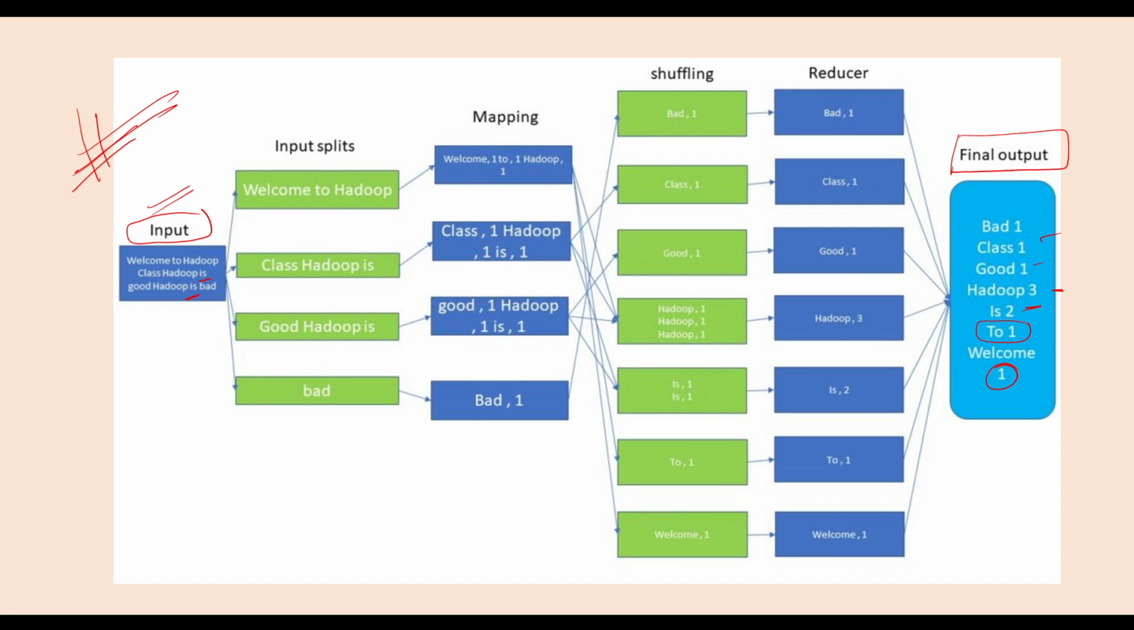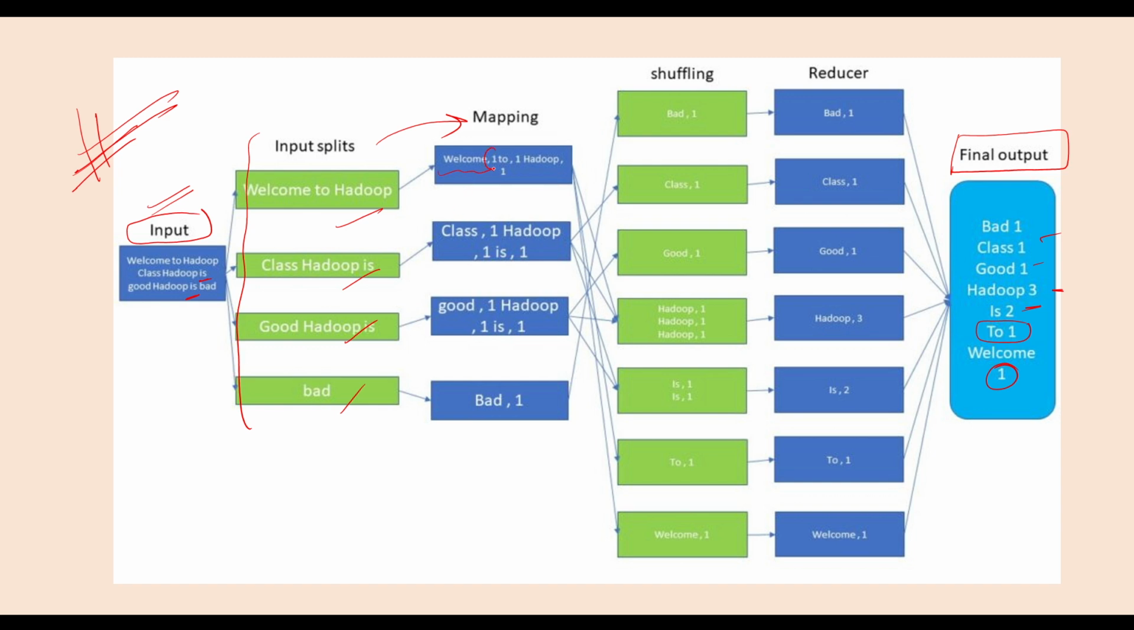Now the input is first going to be split. So we have split our input. Then this will be sent to the mapper. The mapper is going to work on this input, and as we discussed, it works on key value pairs, so the output will come in the form of key value pairs.